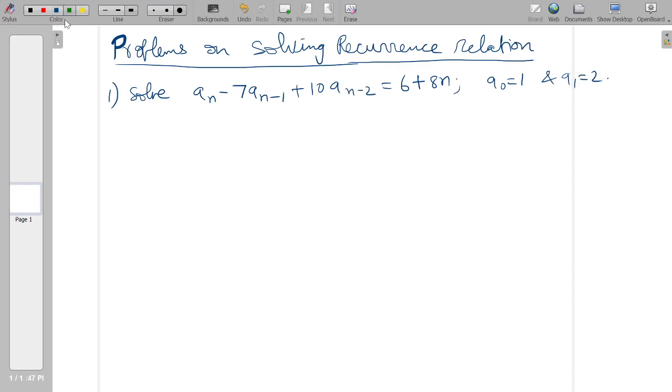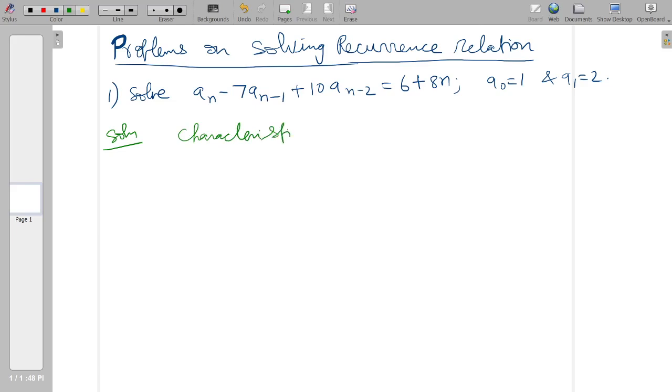Okay, so now what you have to do is, the solution to the recurrence relation consists of two parts. One will be the solution to the homogeneous form, and the other one would be with respect to the particular solution, namely the right hand side 6 plus 8n. So it consists of two parts. So first we calculate the characteristic equation.